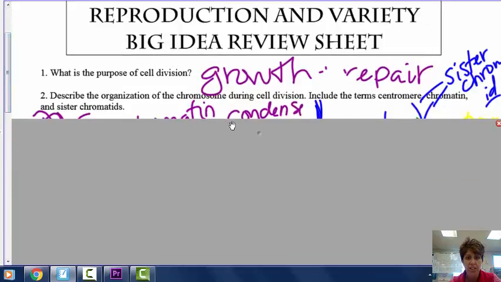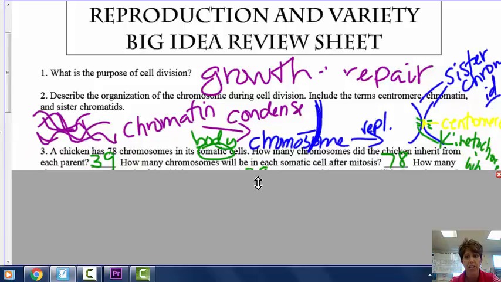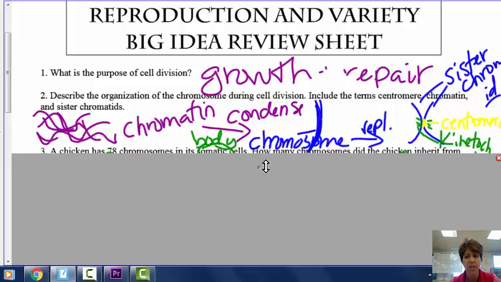Next question. Describe the organization of the chromosome during cell division. Include the terms centromere, chromatin, and sister chromatids. When a cell is in interphase, you can describe the chromosomes as chromatin. I like to think of the N at the end of it as network. A network of DNA looks all stringy like a net, and you can't really see individual chromosomes.